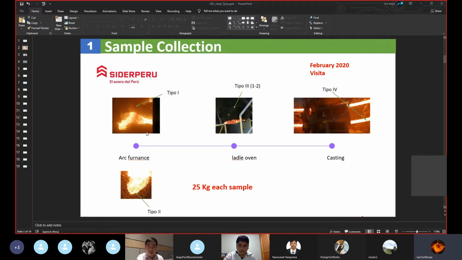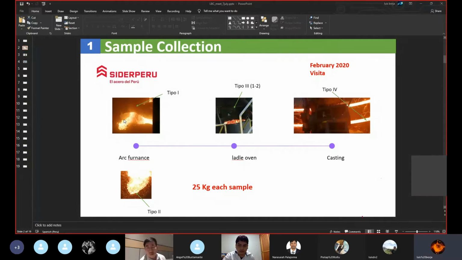SiderPeru mainly produces iron steel by using steel slugs. They use a lot of steel trash, using this steel trash to produce all the main production of the steel.